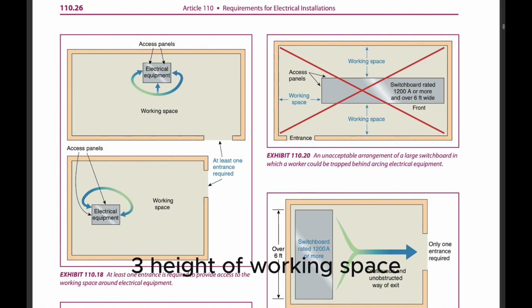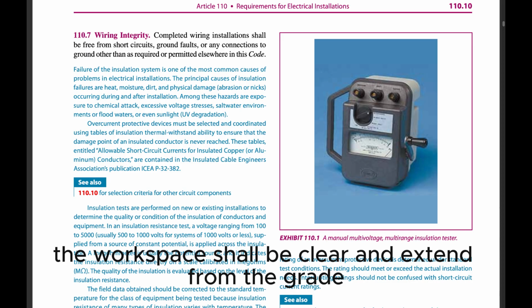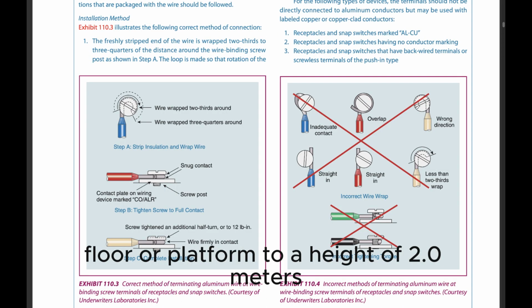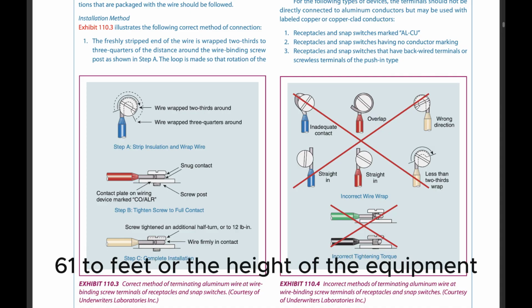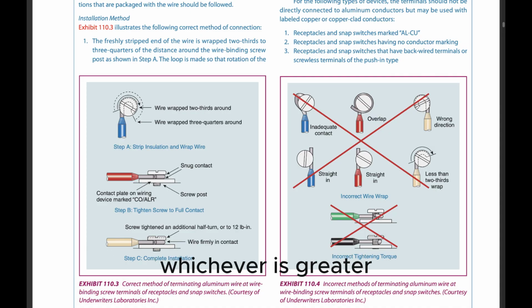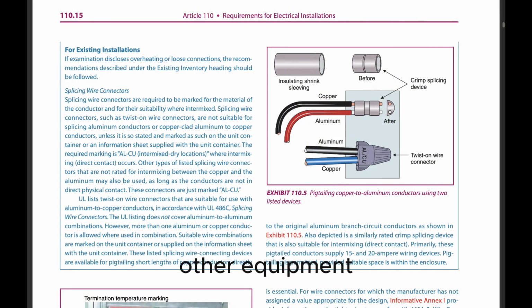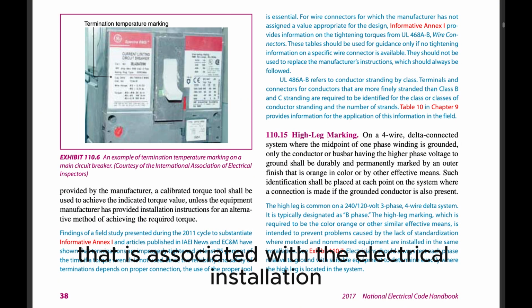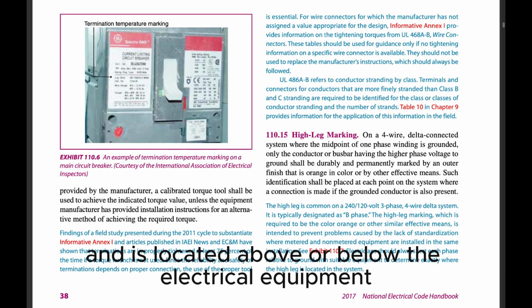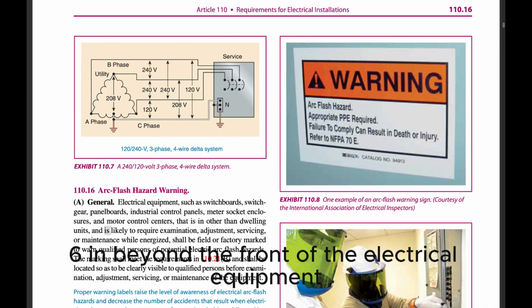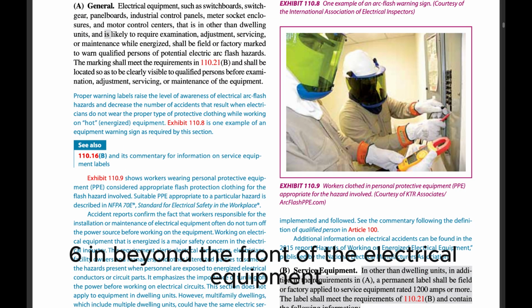3. Height of working space. The workspace shall be clear and extend from the grade, floor, or platform to a height of 2.0 meters (6½ feet) or the height of the equipment, whichever is greater. Within the height requirements of this section, other equipment that is associated with the electrical installation and is located above or below the electrical equipment shall be permitted to extend not more than 150 mm (6 in.) beyond the front of the electrical equipment.